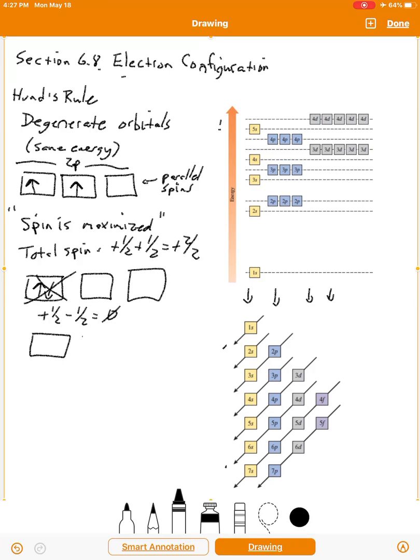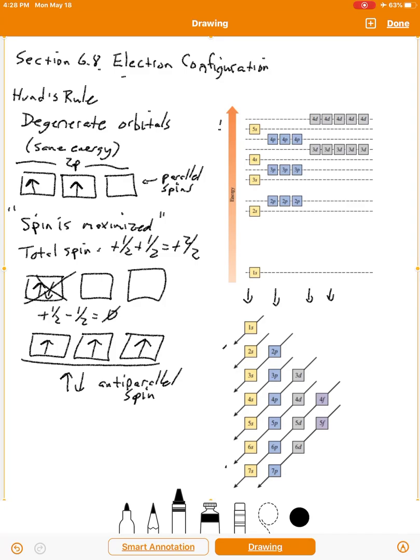Within degenerate orbitals, what's observed is the electrons move into different orbitals in the same subshell, right? They're degenerate. In the same orientation, meaning they're parallel spins. By the way, these would be anti-parallel. Right? Opposite directions. Okay? So this is Hund's rule. Within a subshell, within degenerate orbitals, what's observed is a maximizing of spin.